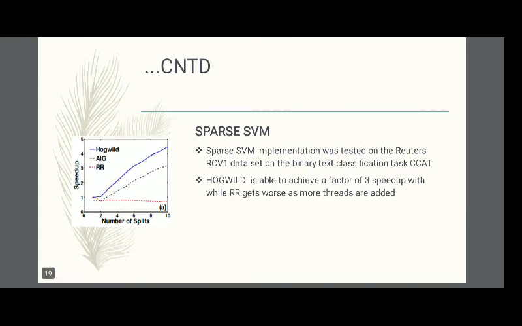We move on to the sparse SVM. The sparse SVM implementation was tested on the Reuters RCV1 data set on the binary text classification task CCAT. Here we can see that HOGWILD is able to achieve a factor of 3 speedup, while RR gets worse as more threads are added.